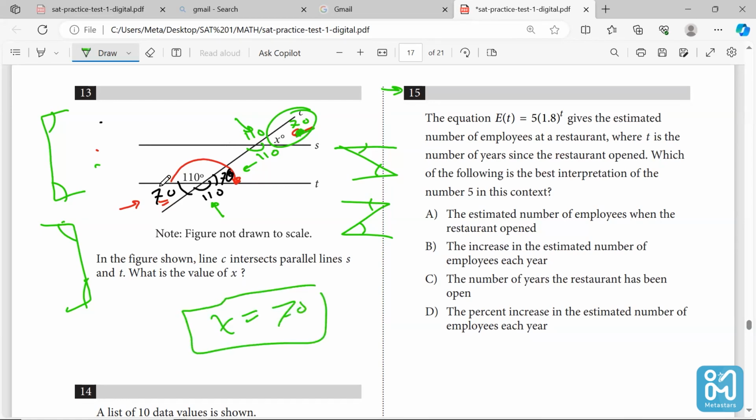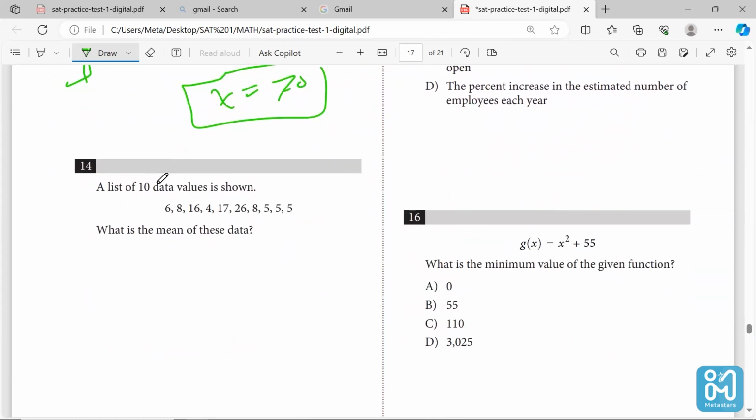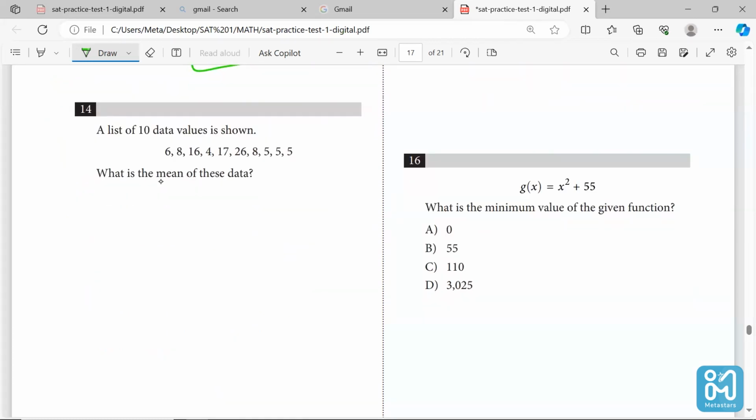Okay, let's continue with 14. Here, mean, how are we gonna find the mean? Focus, mean and median, there's a difference between them. Median, the order is very important. You should order the data from the smallest to the greatest. Mode, it's gonna be the most repeated value.